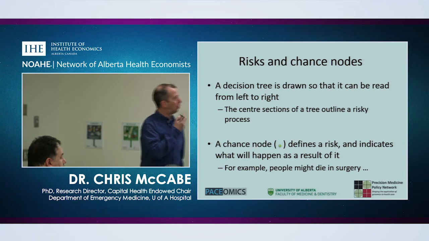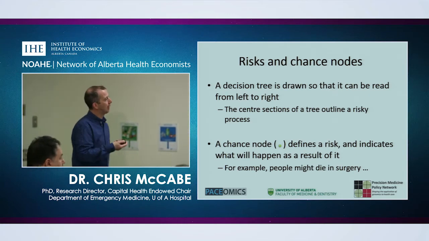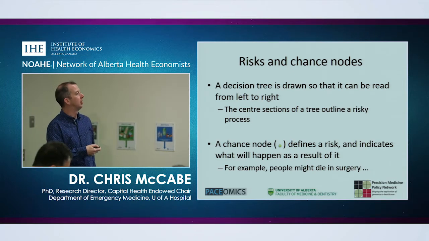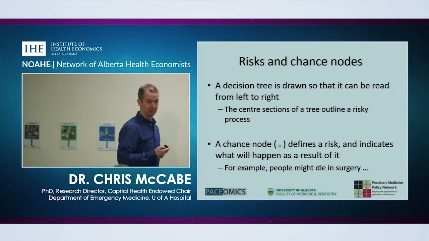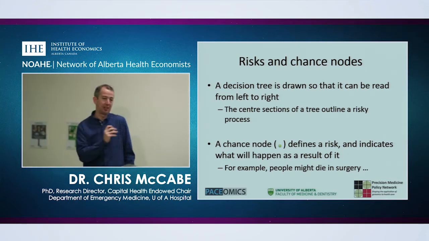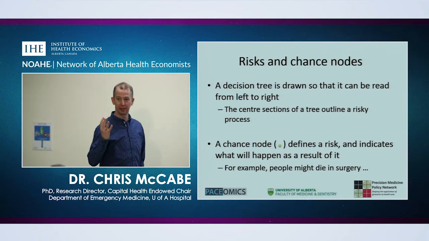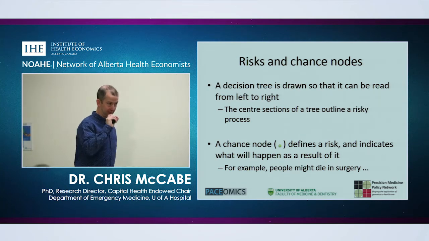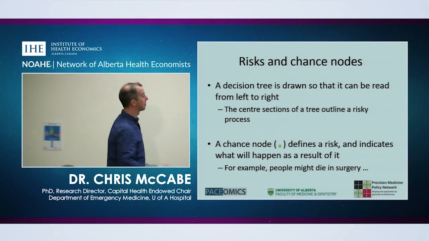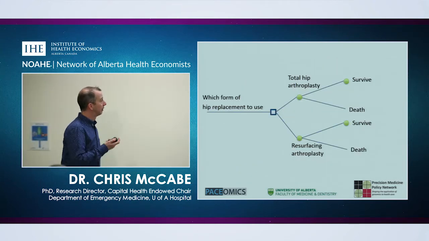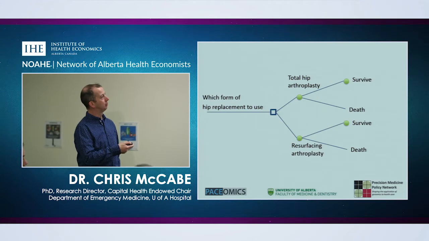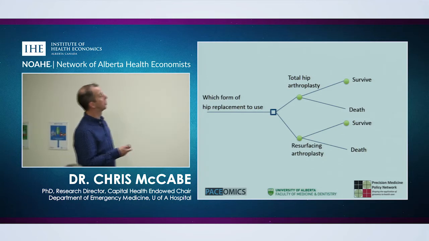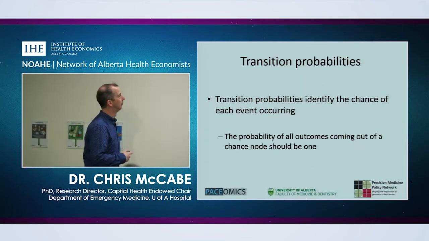What we have are uncertain options, risky processes, and we capture these with what we call a chance node. It defines the risk and indicates what will happen as a result of it. For example, people may die of surgery. Everything can go perfectly except they have a bad reaction to the anaesthetic. They turned out not to be a good candidate for general anaesthesia, and they can die. All surgery has a usually very small, but nonetheless present risk of death. So, here we draw our tree, survive or die. Both of them have those two options, and we have some uncertainty about which way any individual will go.